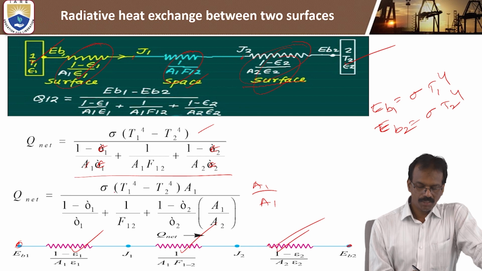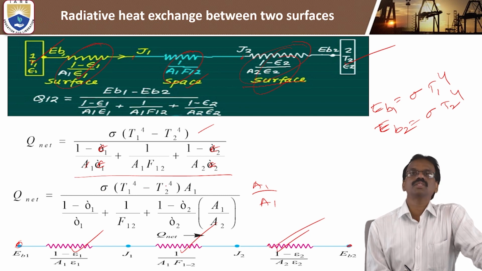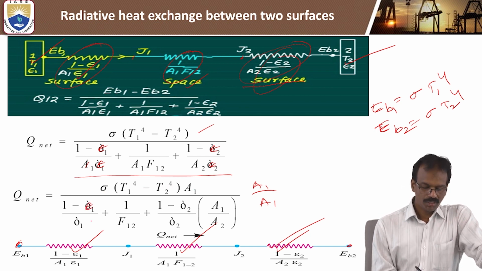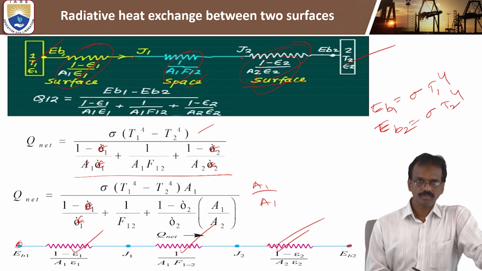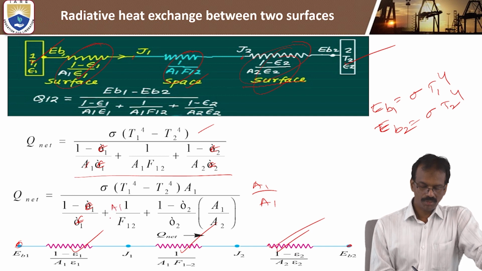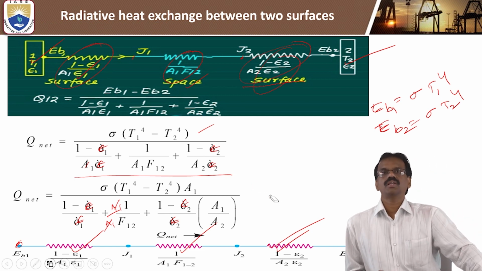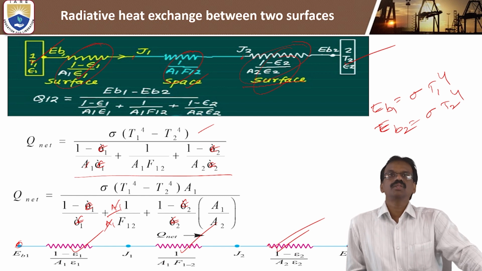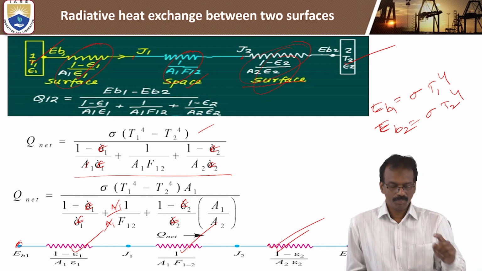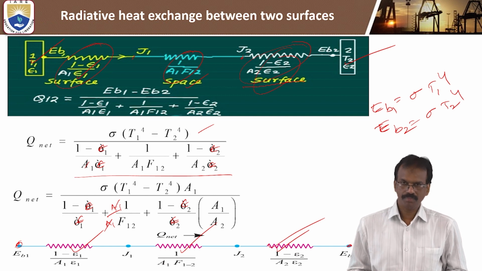So it means sigma A1 into (T1 to the power of 4 minus T2 to the power of 4) divided by (1 minus epsilon 1) by epsilon 1. A1 cancels here, so A1 by A1 will be cancelled, plus 1 by F12, plus (1 minus epsilon 2) by epsilon 2 into A1 by A2 we will get. So this is the final formula for the rate of heat transfer between the two surfaces. You have to remember this one.